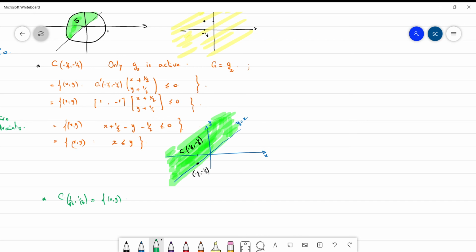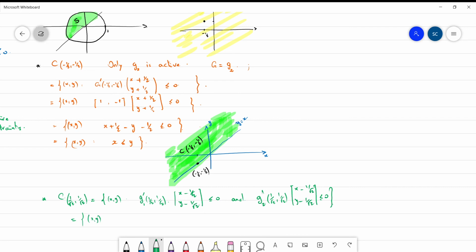So it will be G1 prime at 1 over square root of 2, 1 over square root of 2, and x minus 1 over square root of 2, y minus 1 over square root of 2, negative, and G2 prime at 1 over square root of 2, 1 over square root of 2, x minus 1 over square root of 2, y minus 1 over square root of 2, negative. Both, okay? So let's write in detail what is happening here.